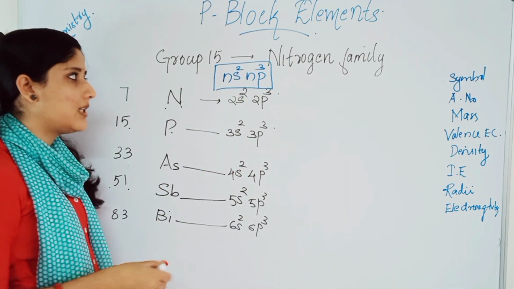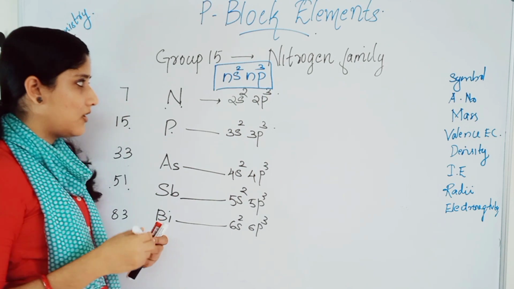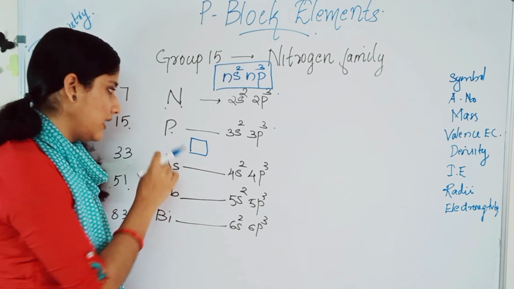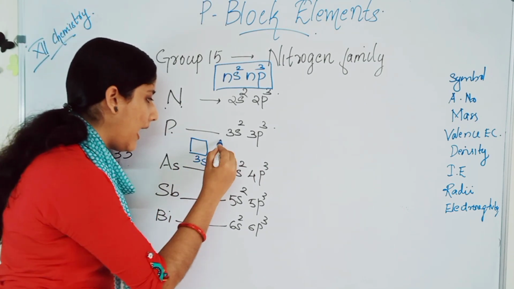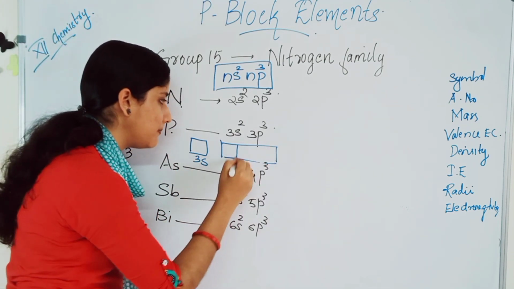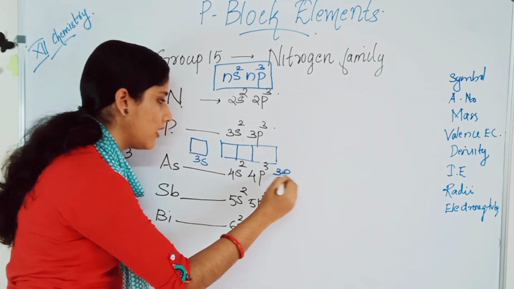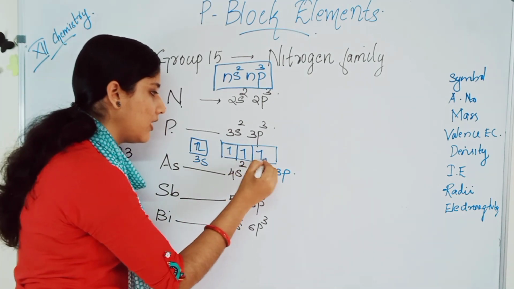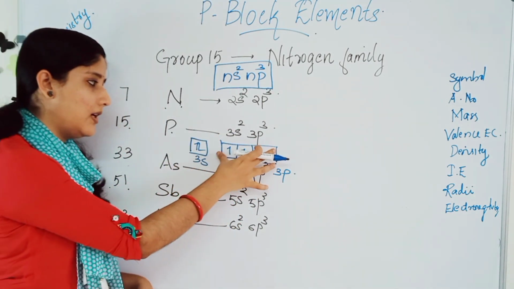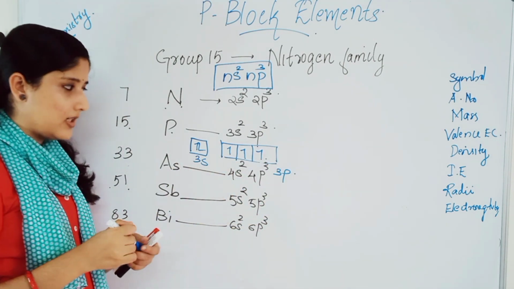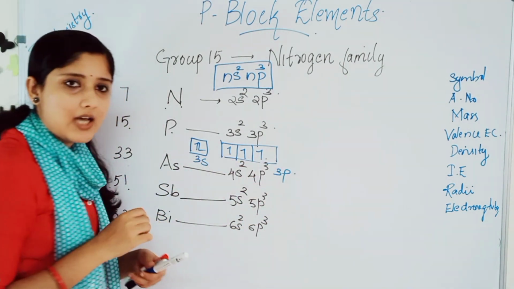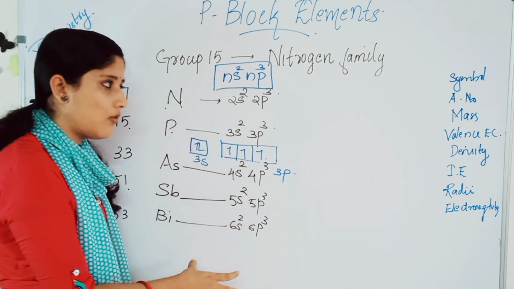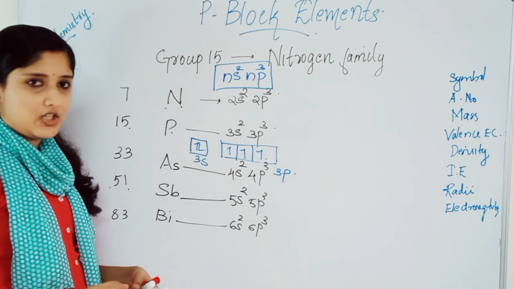In the p orbital it is having 3 electrons. In the case of phosphorus, it is 3s2, 3p3. It is half-filled and highly stable. In nitrogen family elements, the outermost p orbital is half-filled and it is highly stable. This much about the valence electronic configuration.